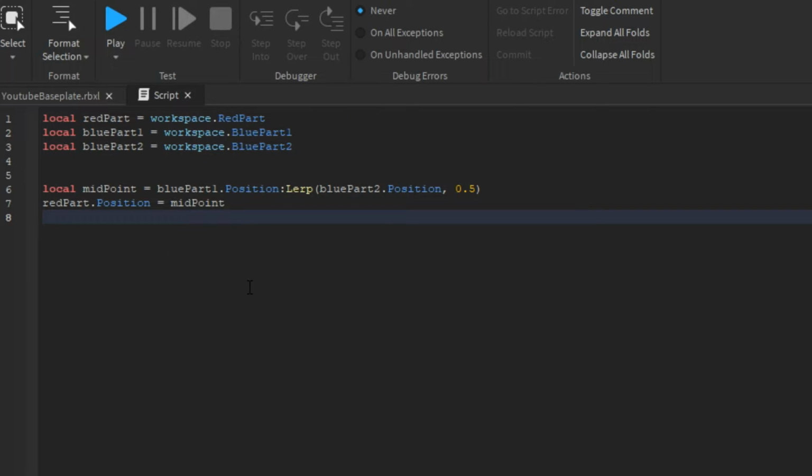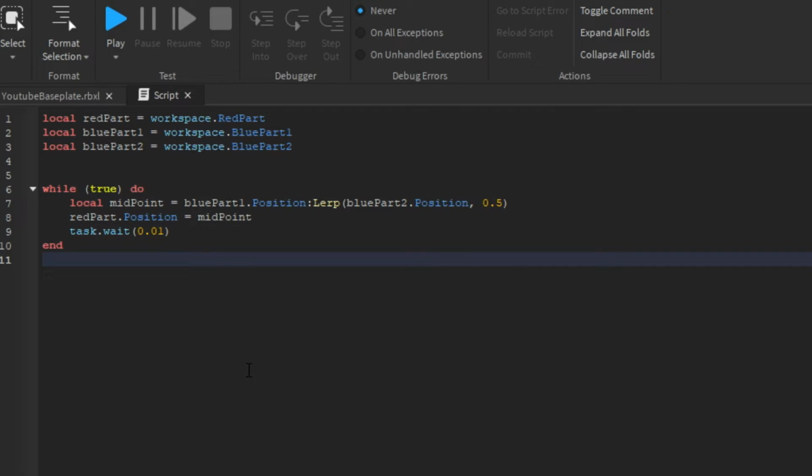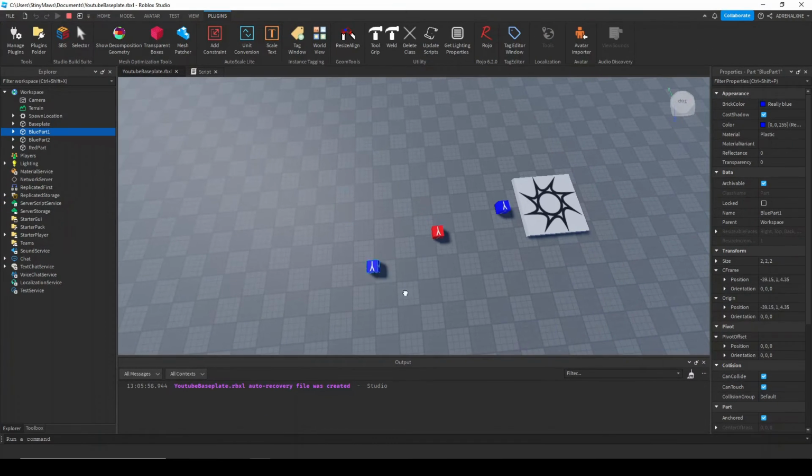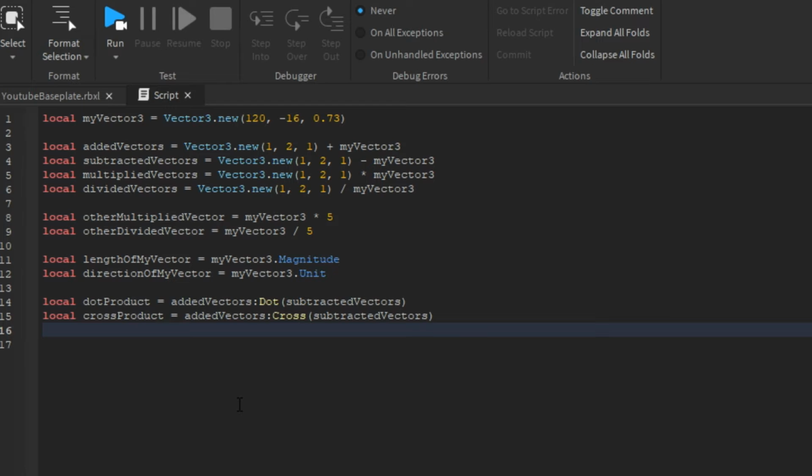So if I wanted to place a part halfway between these two blue parts, I could get that midpoint by lerping between both blue parts' positions and by setting the alpha argument to 0.5, which is 50% of the way. I could then set this red part to that position since it returns a Vector3 value. If I put this in a never-ending loop with a small wait time in between iterations, you can see that the red part's position updates during runtime, and that it will always be halfway between those two blue parts.